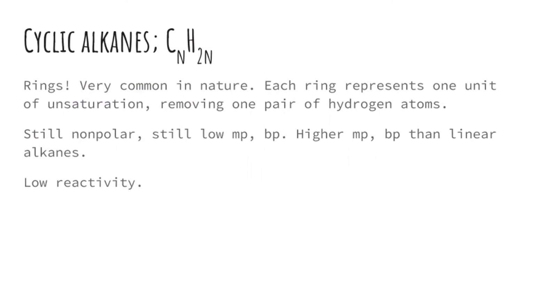Cyclic alkanes, absent any other modification, are still nonpolar. They still have low melting and boiling points. They're going to have a higher melting and boiling point than linear alkanes of the same size, but not a huge difference. And they are still going to have a nice low reactivity. Still flammable, but not as toxic or carcinogenic as other compounds out there.